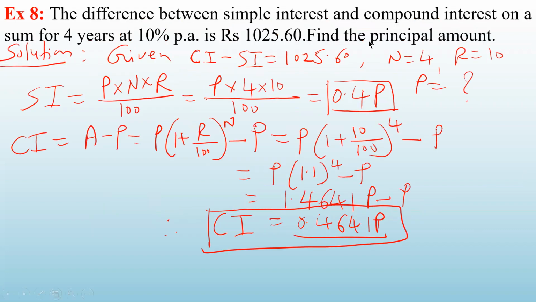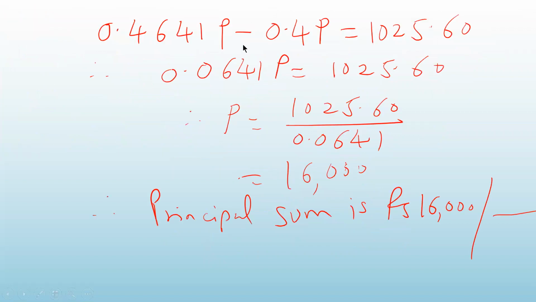So you have found out the principal. In this question, we have applied the formula for simple interest as well as compound interest. First, we calculated the simple interest, then compound interest, and then the difference is already given to you. So just put the values of compound interest and simple interest and simplify that equation to find the value of principal. I hope you have understood this. Let us move to the next problem.